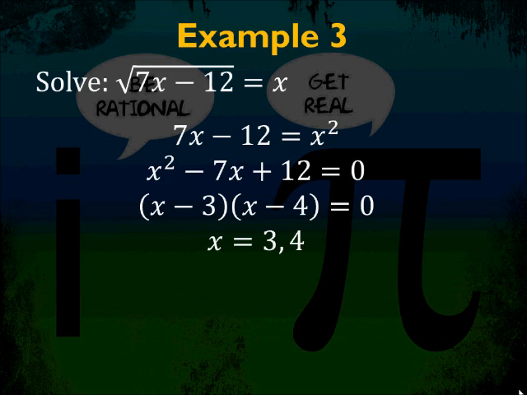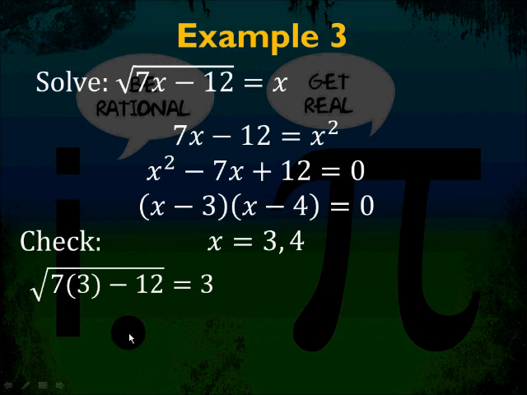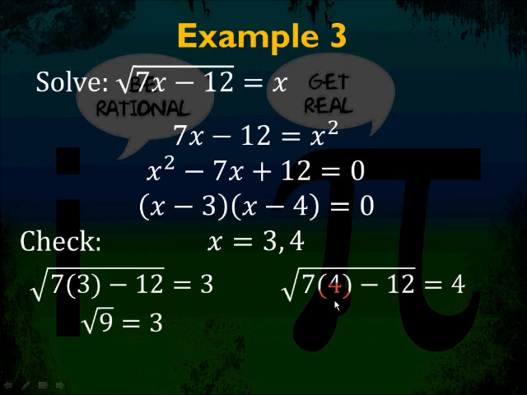Now we have to go back and check both answers to see if they work. So we plug 3 into the original equation. We get 7 times 3 minus 12. Does that equal 3? Radical 9 does equal 3. Let's check the 4. Plugging in 4, we get radical 16, which does equal 4. So we can keep both answers. Again, isolate the radical to one side. It's already been done for you. Square both sides and then solve for x. Plug all your x's into the original equation and check your answers.